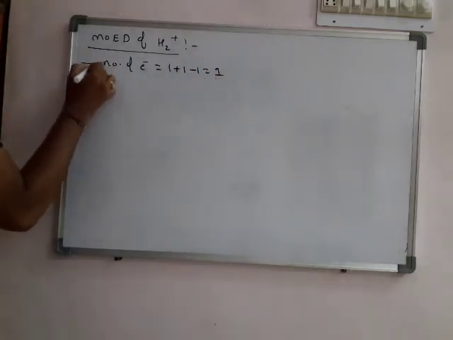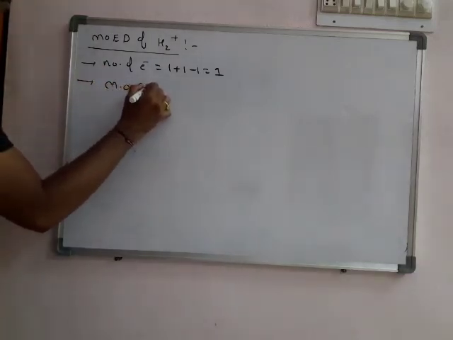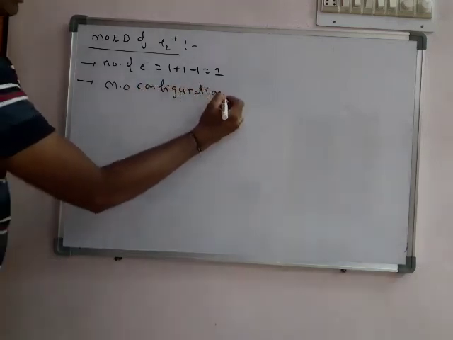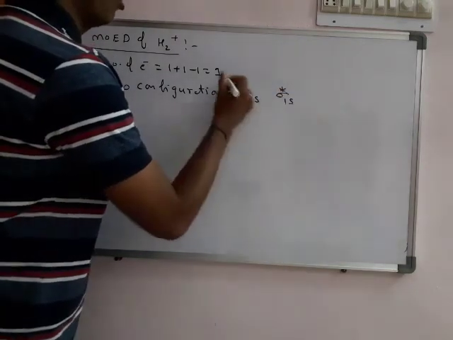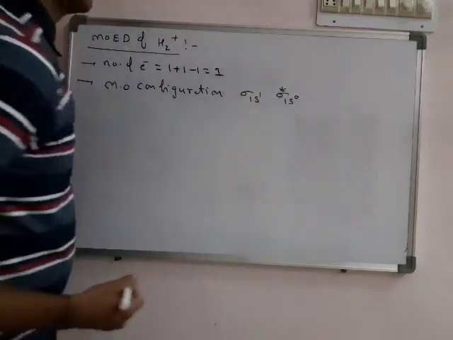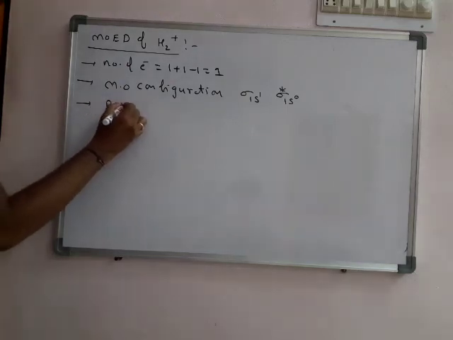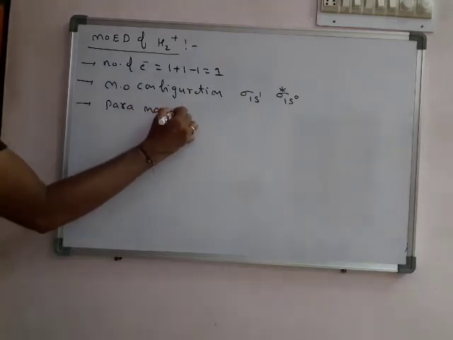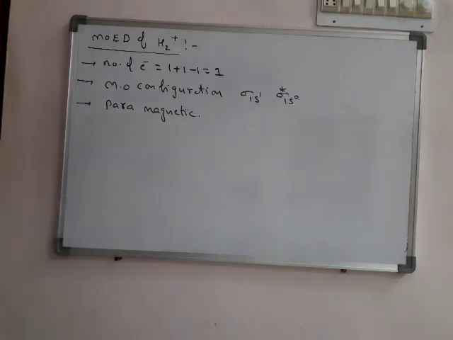Okay, then what will be the configuration? What is the molecular orbital configuration? Sigma 1s has only one electron, so it's 1, and sigma star 1s is 0. Simple. So what is its magnetic character, dia or para? One electron is there, so it is paramagnetic. Paramagnetic because you know that it has one unpaired electron in 1s.